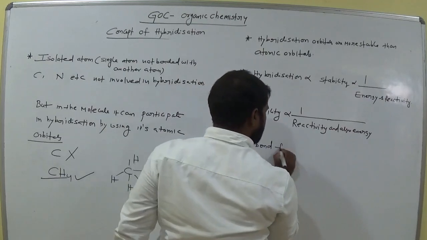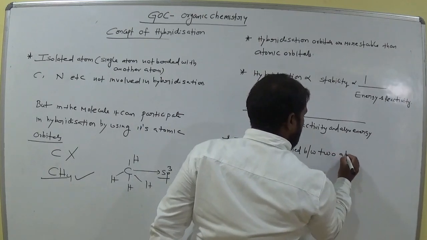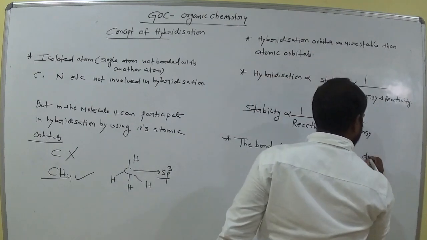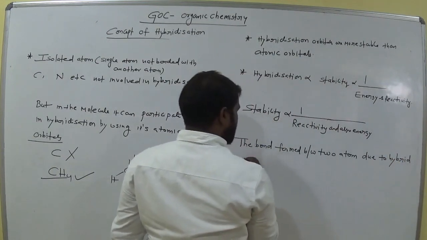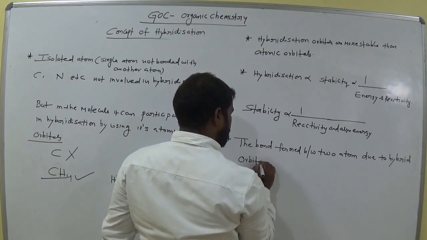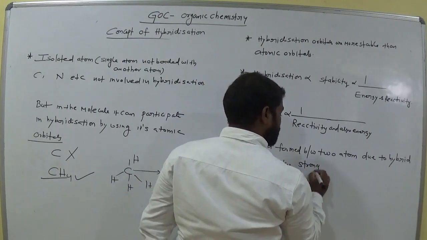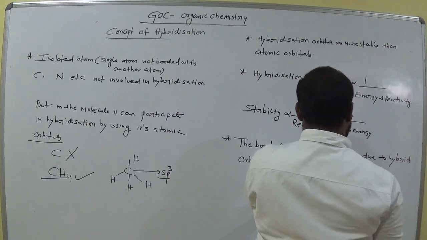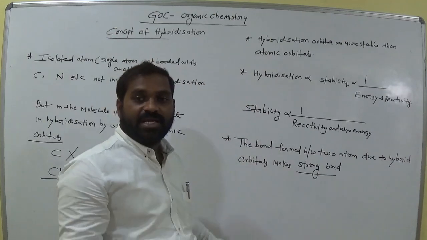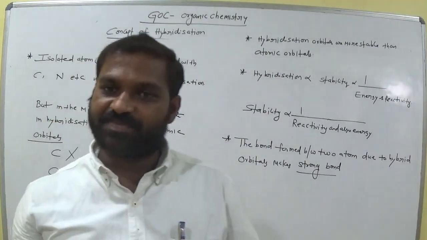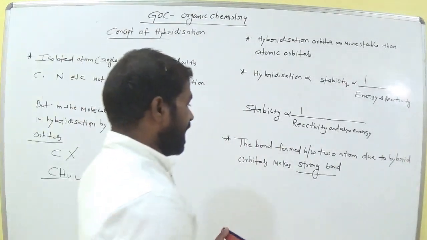The bond formed between two atoms due to hybrid orbitals makes a strong bond. What type of bond takes place? A strong bond is formed between two atoms. If hybrid orbitals are involved, like sp, sp2, sp3, if only hybrid orbitals are involved, then it is a strong bond.